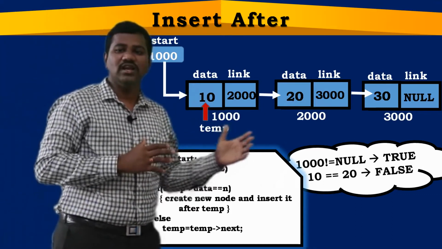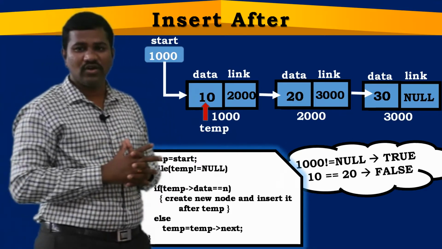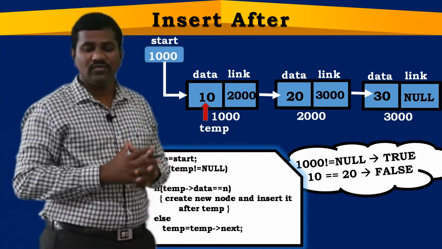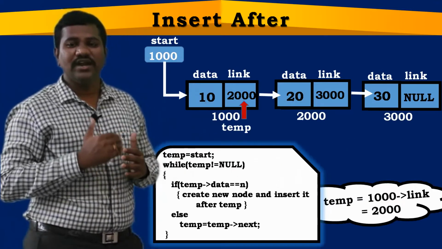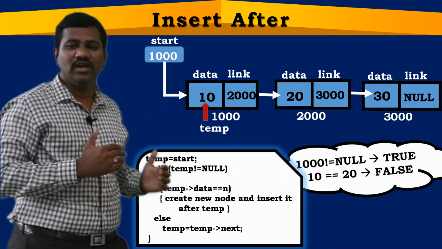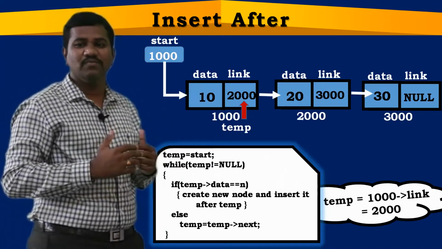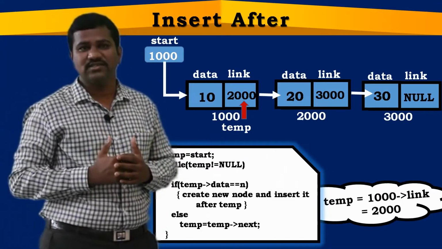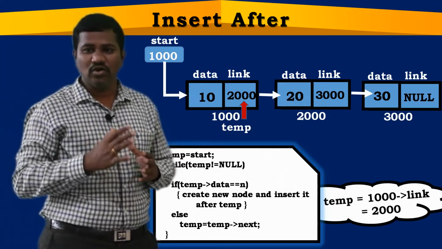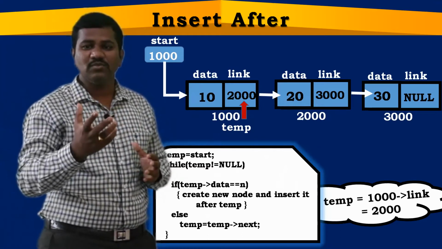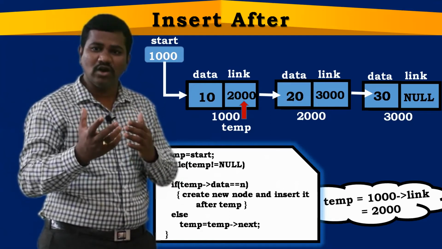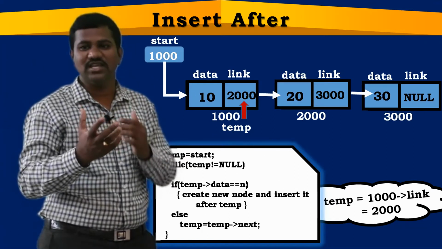What do we have here? 10. So is 10 equal to 20 or not? If that condition is true, then I'm going to enter into the if part. If that condition is false, I'm going to enter into the else part, right? So what does the if part contain, and what does the else part contain? As I said earlier, if the node value is found in the list, I need to insert. If I want to insert, I need to create the node. After creating a node, I need to establish the links.